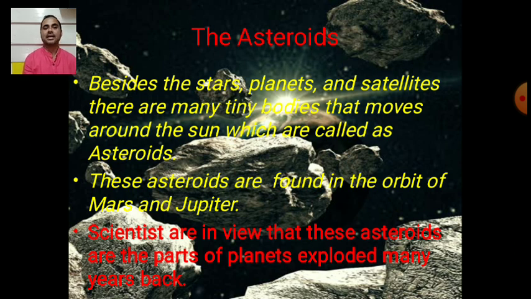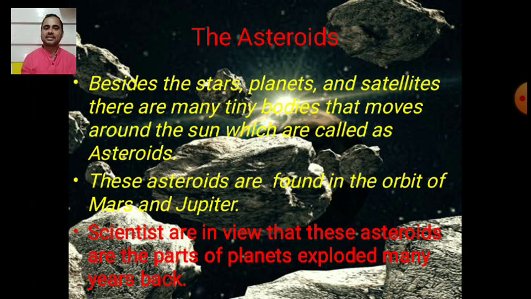Now let us move to another important member of the solar system. What is it? That is asteroids. Okay, besides the stars, planets and satellites, there are many tiny bodies that move around the sun, which are called asteroids, right? These asteroids are found between the orbits of Mars and Jupiter. So where are asteroids found? Asteroids are found between Mars and Jupiter.